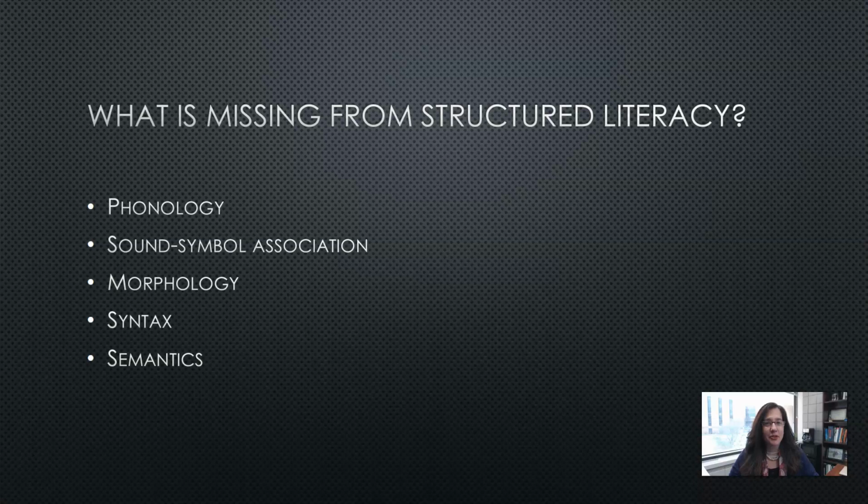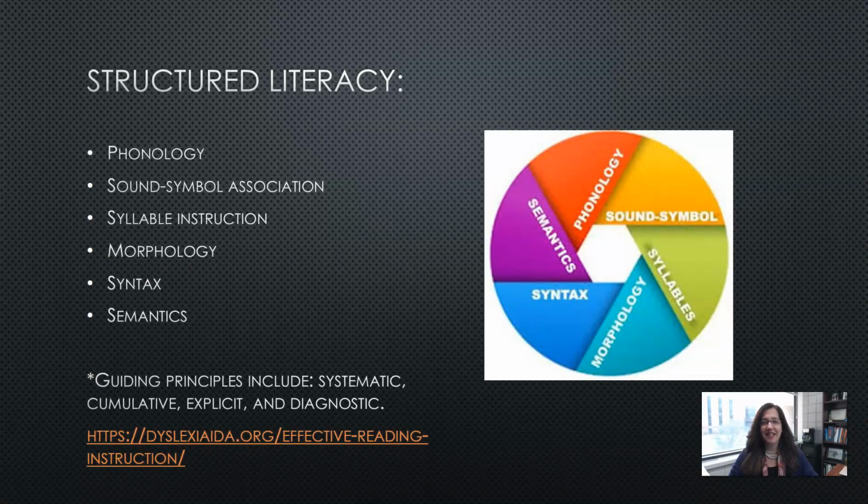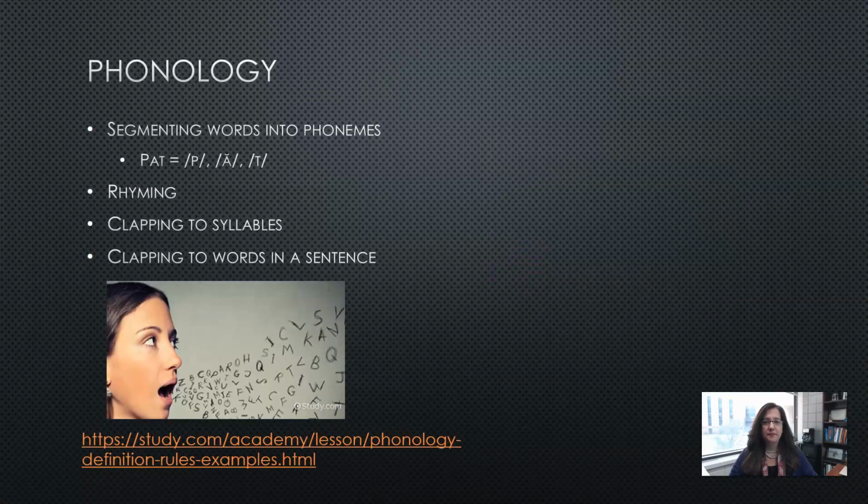So, let's see how much you know about structured literacy. What is missing from structured literacy in this breakdown? Phonology, sound symbol association, morphology, syntax, and semantics. Can you guess? Syllable instruction, yes. So these are the components of structured literacy, which include the importance of guiding principles that are systematic, cumulative, explicit, and diagnostic. So let's look at each piece of that.